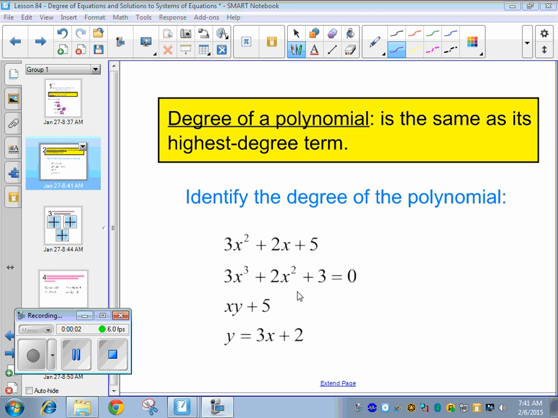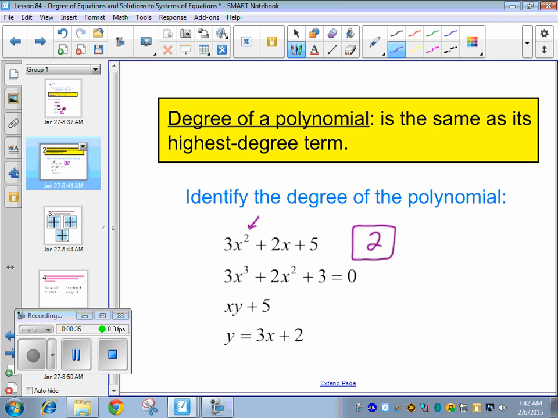The degree of one term. So now if I have a whole polynomial, like 3x squared plus 2x plus 5, the degree of the polynomial is the highest degree term. So it's the highest exponent. So whichever term has the highest exponent is the degree. So for this one, the degree would be 2, because that's the highest exponent.